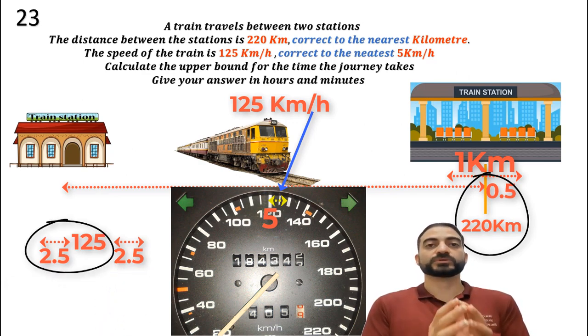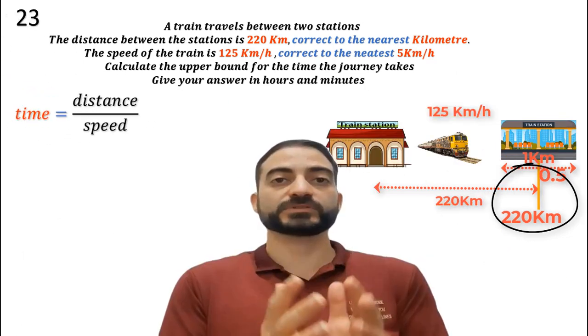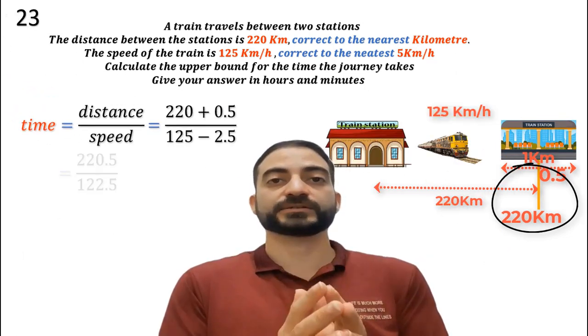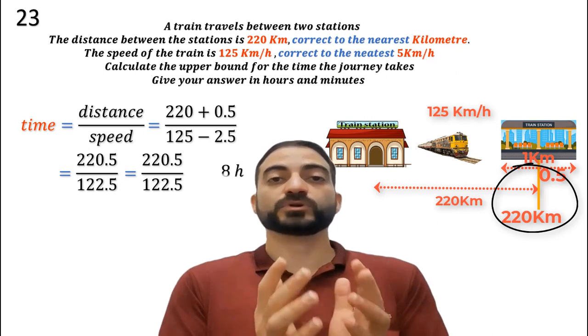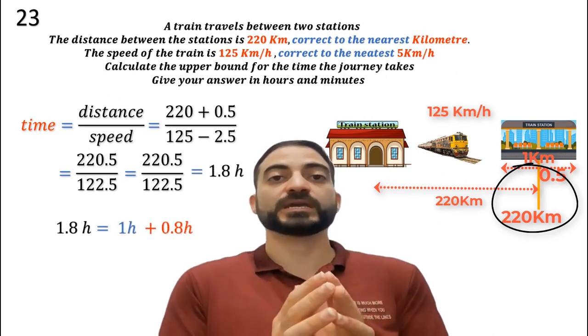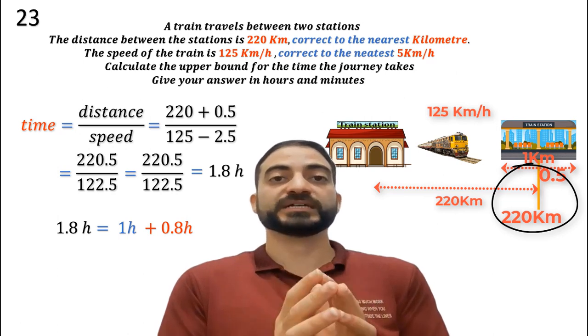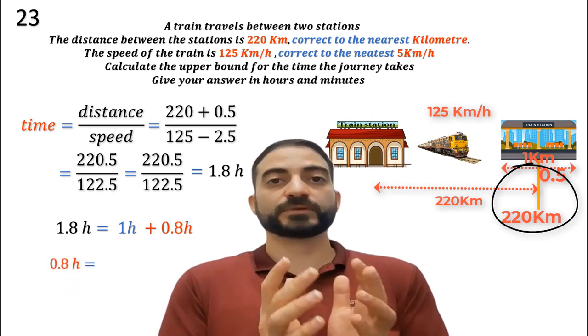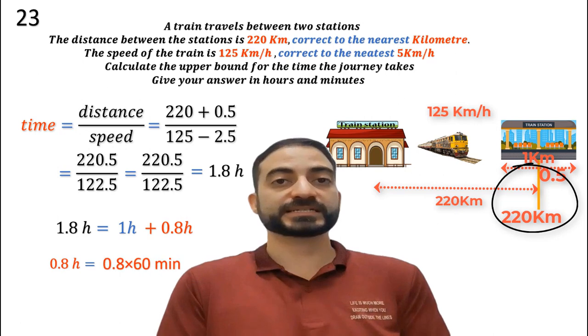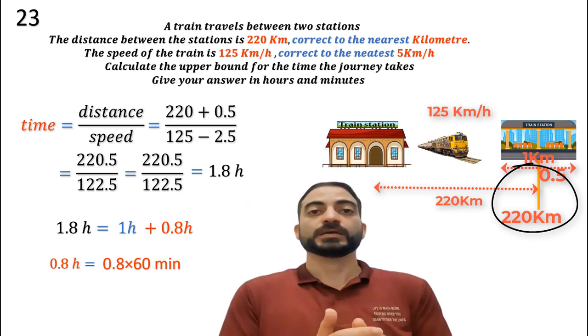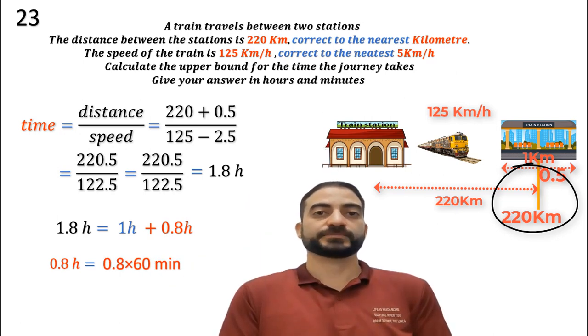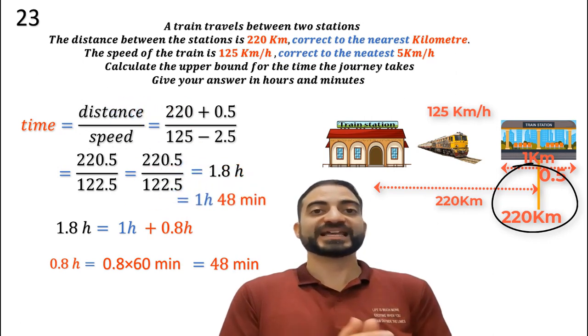Now we use the rule for time, which is like this, and put everything at its value and get the final answer. After we got the answer, we can divide it in this way so that we can write it in a way that contains hours and minutes. The numbers after the point we multiply by 60 in order to convert from hours to minutes. And in this way, we have obtained the final answer.